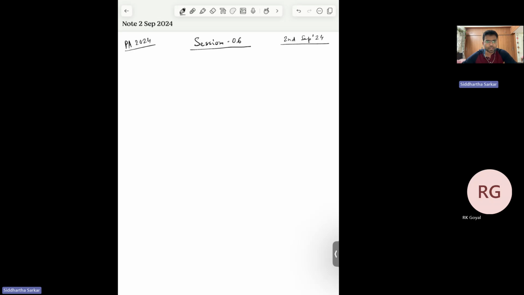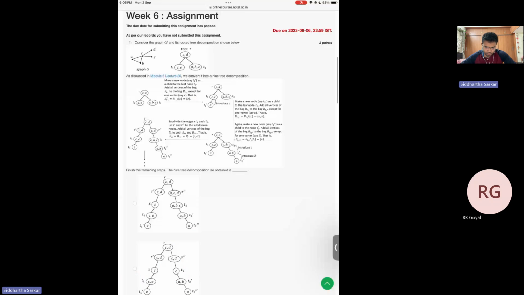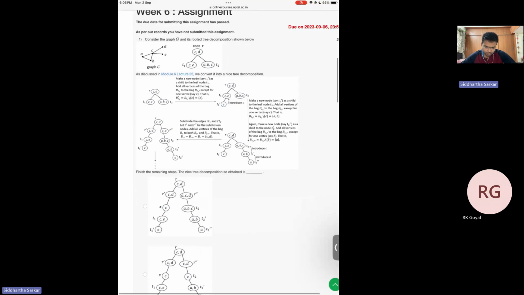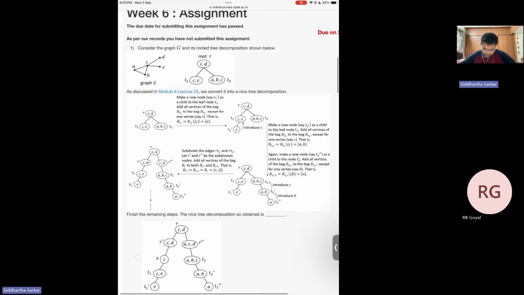So welcome to session 6, where we will discuss some practice problems of week 6 of the Parameterized Algorithms course offered in 2024. So let's look at the questions. This is also going to be related to Treewidth and the use of Treewidth for designing dynamic programming algorithms. So I'll let you look at the question.